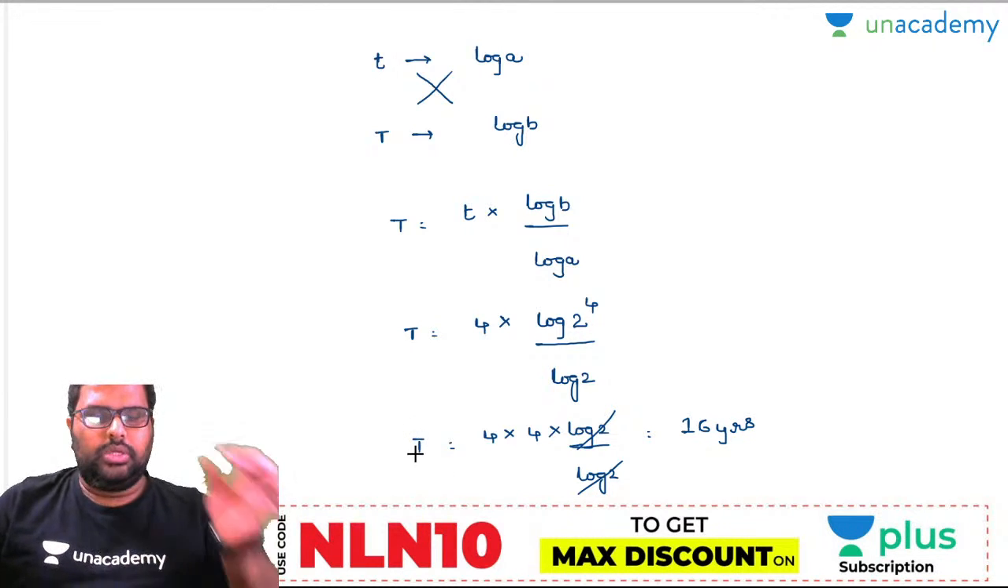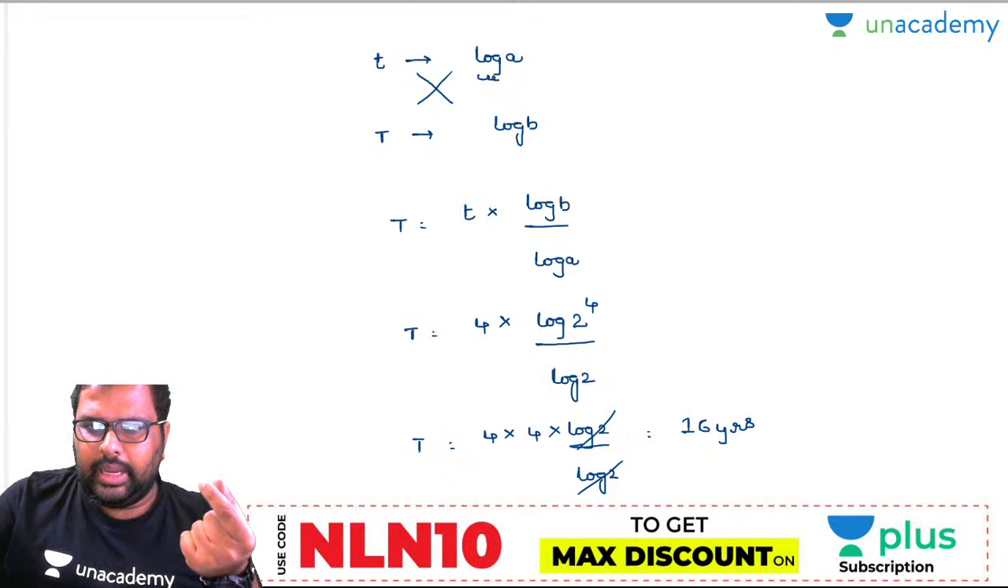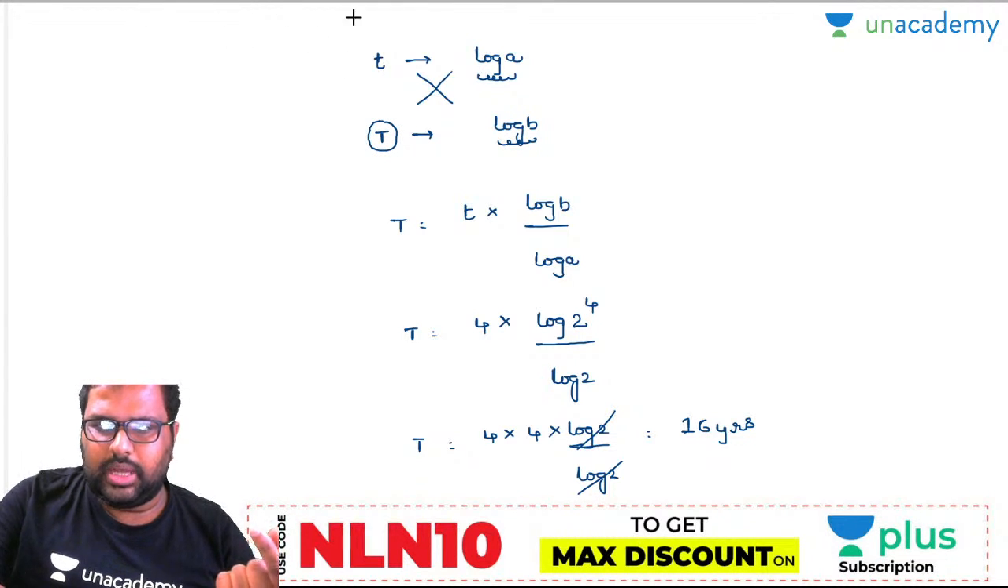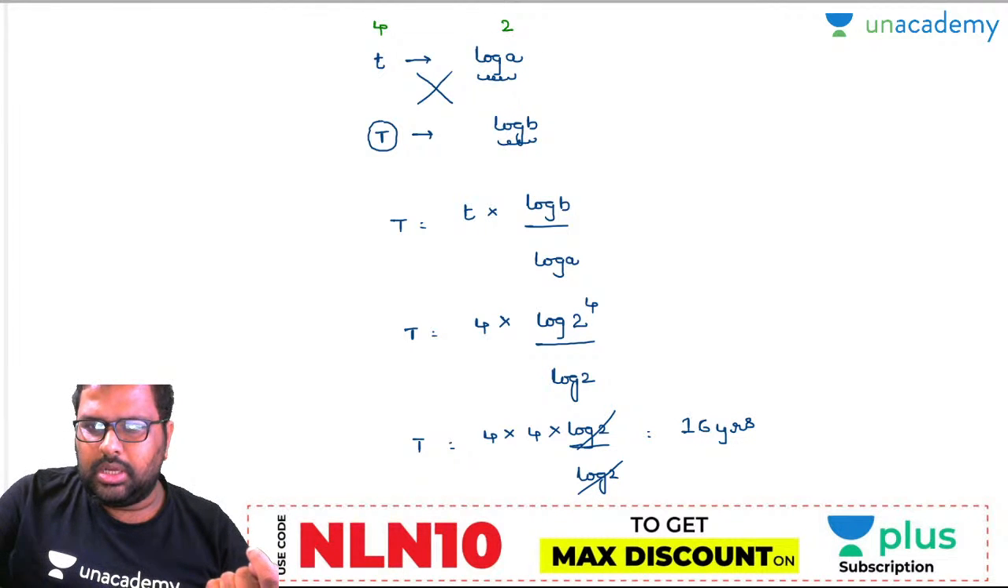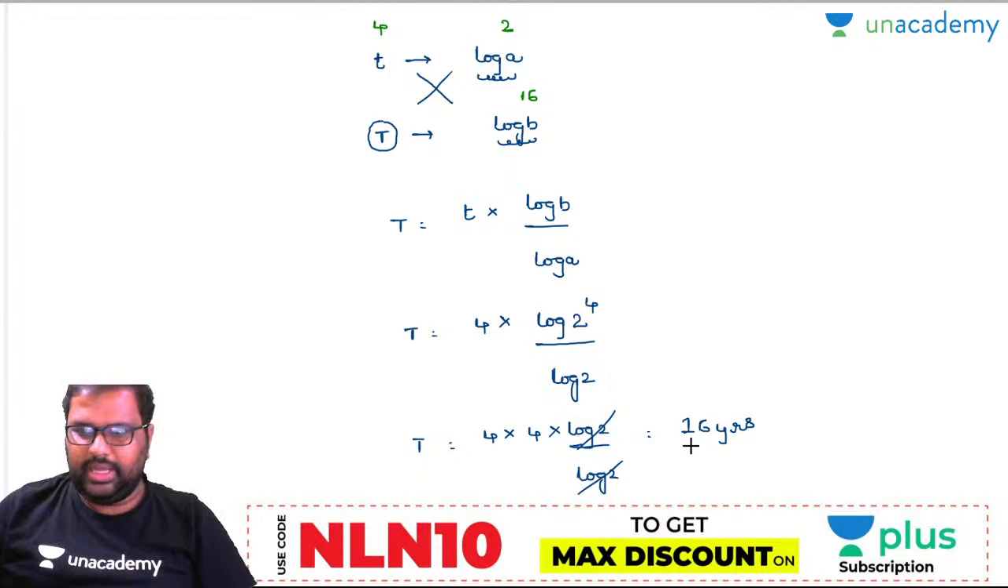Look here. For an entity to become log A, it took small t years. For an entity to become log B, it took capital T years. Now your agenda is to find capital T. Already you know this value as 4 years. You know this change as 2 times. You know this change as 16 times. And you are asked to find capital T. Is this nothing but the application of logarithms in compound interest?